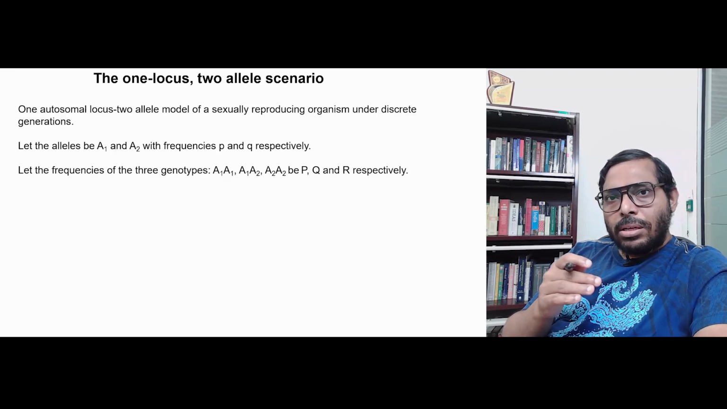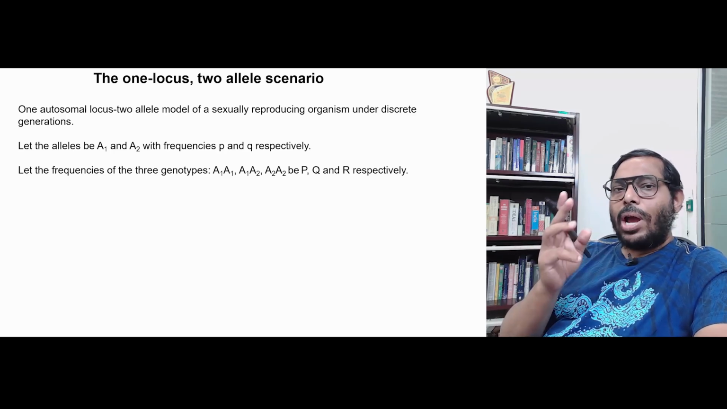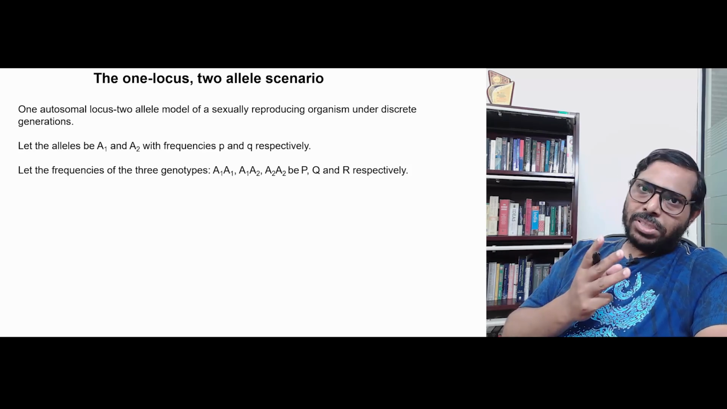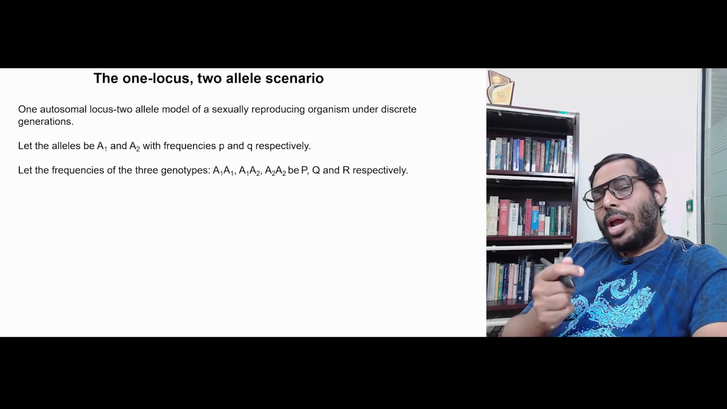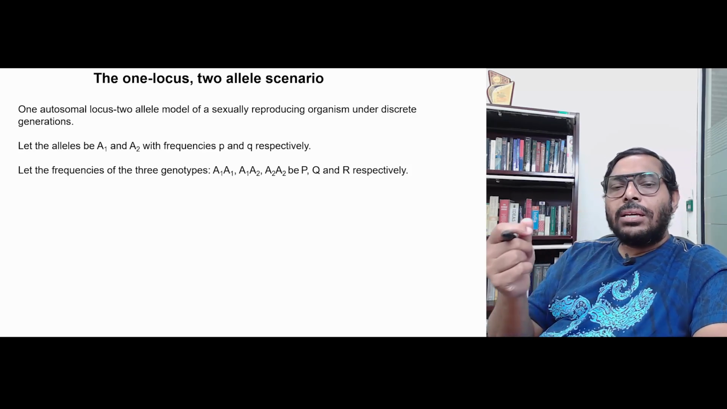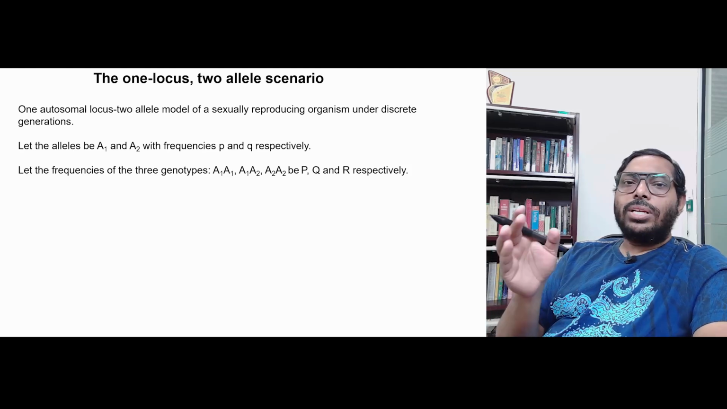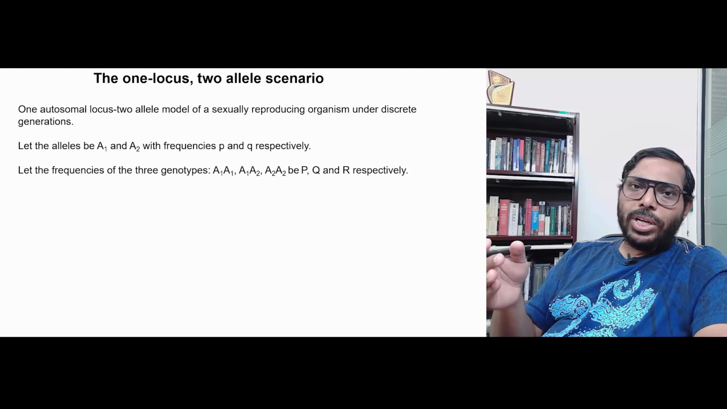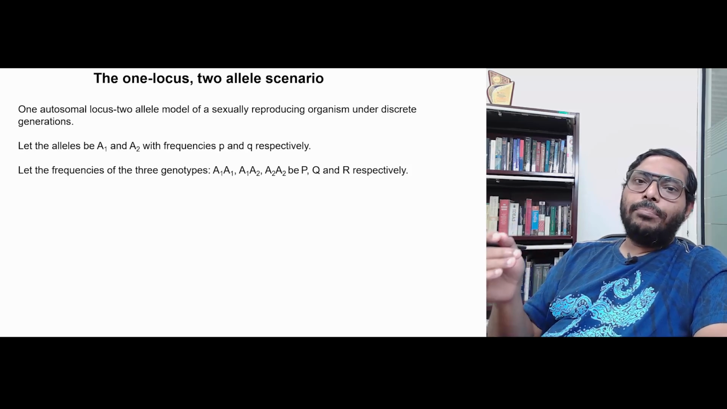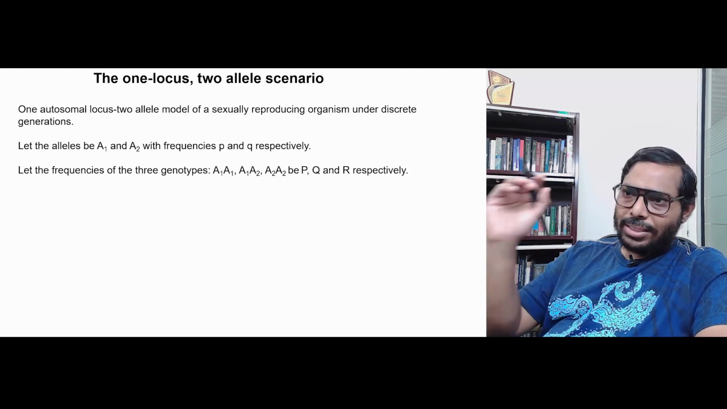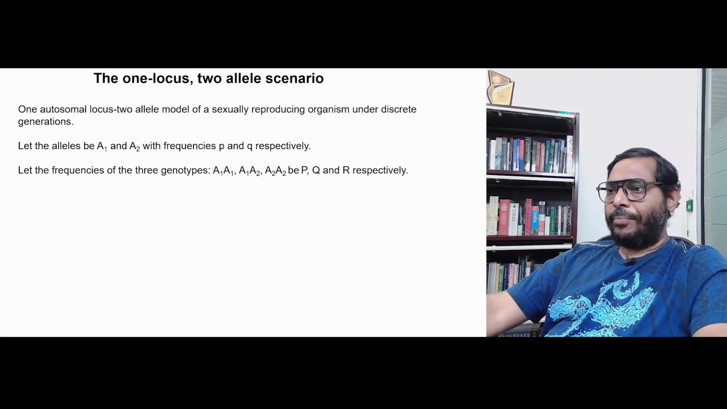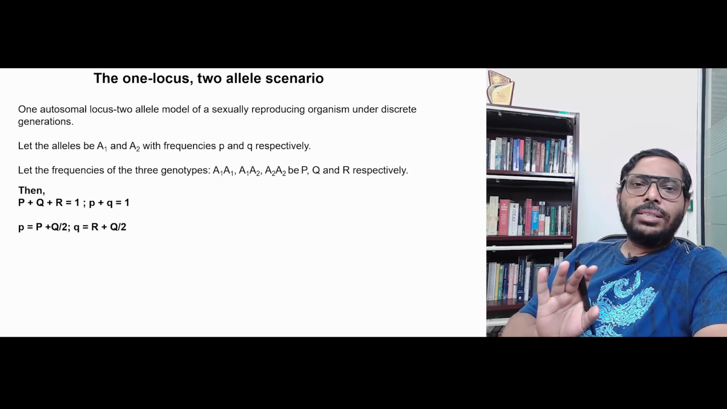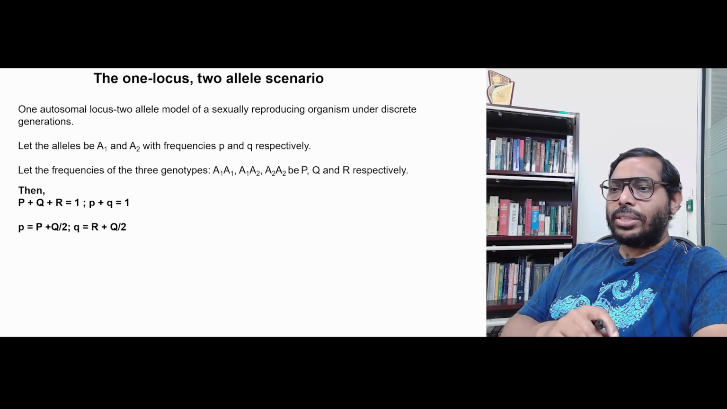Let us then understand that if you have 2 alleles A1 and A2, then you are going to have 3 genotypes: A1A1, A1A2 and A2A2. Let us assume that the frequencies of these genotypes, the proportions of these genotypes in the population, are represented by capital P, capital Q and capital R, as I am showing you. Great. So, if that be the case, then certain things are very obvious. What is obvious?